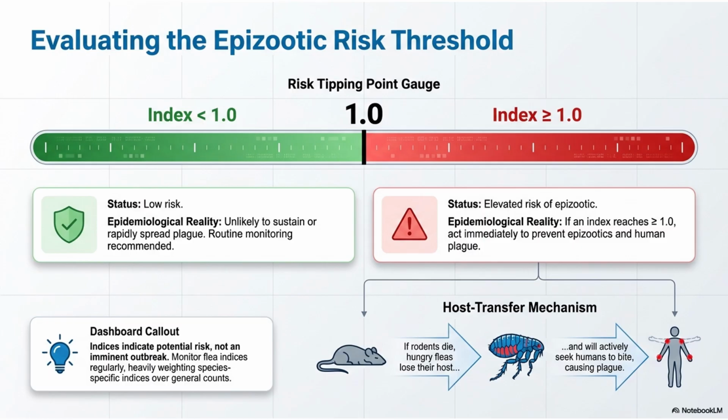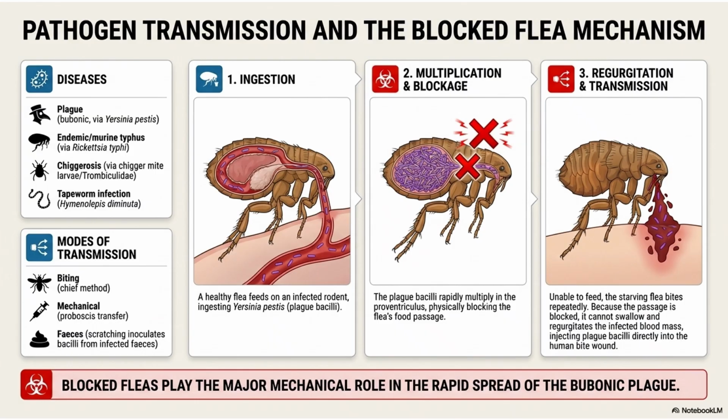So how is the host transfer mechanism occurring? It means if a rodent dies, these fleas will be hungry. So hungry fleas that lost their host will actively seek humans to bite, which will transmit plague. And now we will see what are the diseases spread by these fleas, what is the mode of transmission, and what is the blocked flea.